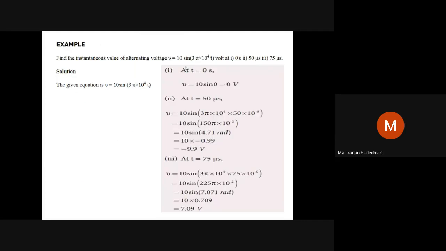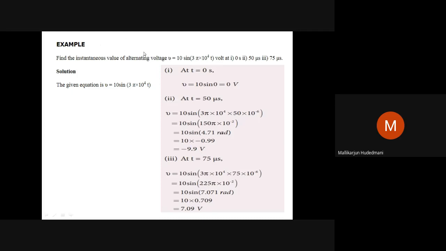Next, this question is another substitution. Find the instantaneous value of alternating voltage given by V equal to 10 sine 3 pi 10 to the power 4 t volts. This is the equation. At 0 second, what is the value of this? At 50 microsecond, what is the value of this? At 75 microsecond, what is the value of this? It is one kind of substitution problem.